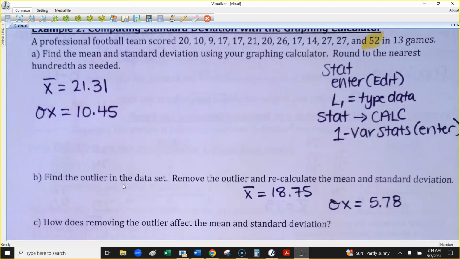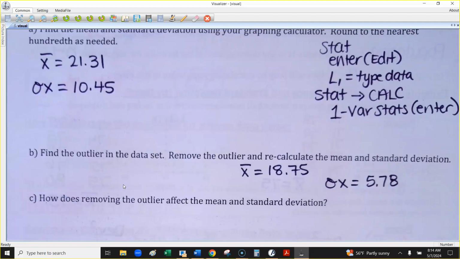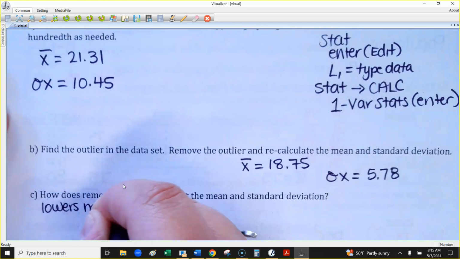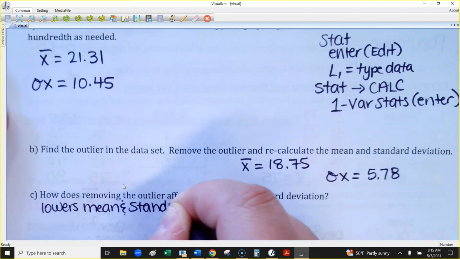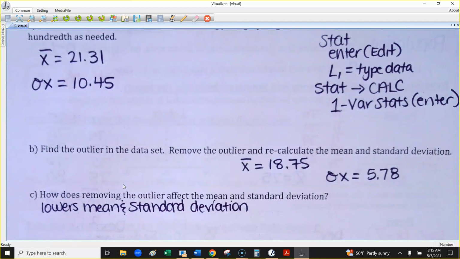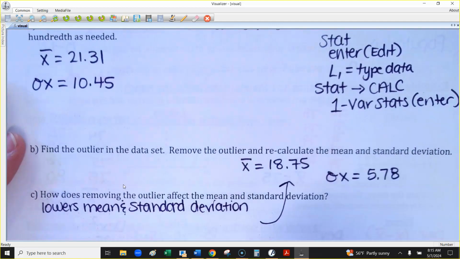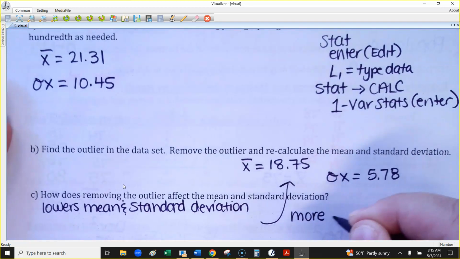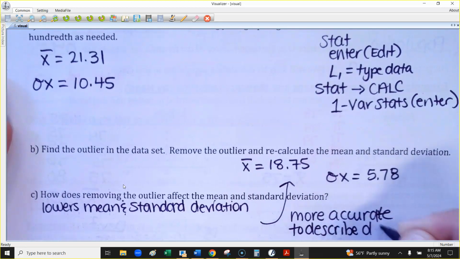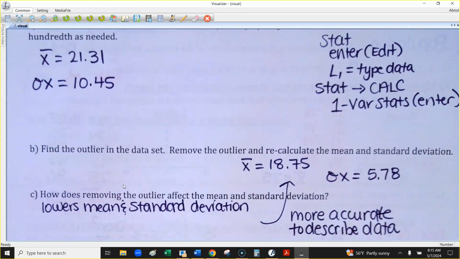So then the question underneath here just says, how does removing the outlier affect the mean and the standard deviation? If you guys look at that, that is drastically different for the standard deviation. It's almost cut in half. So removing the outlier, obviously in this case, lowers the mean and the standard deviation. Lowers both. And I would tell you, once you remove the outlier, this information in part B is going to be more accurate to describe your data. Whenever you remove an outlier, it makes the rest of the data make more sense. It's more accurate to describe your data.